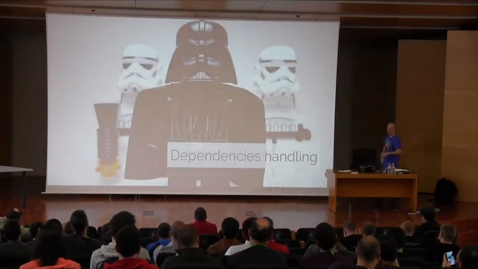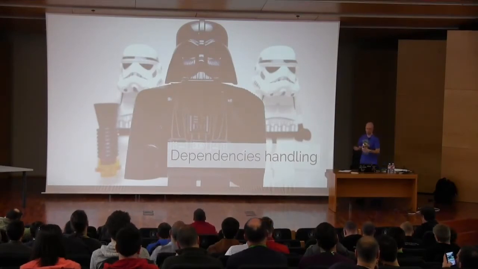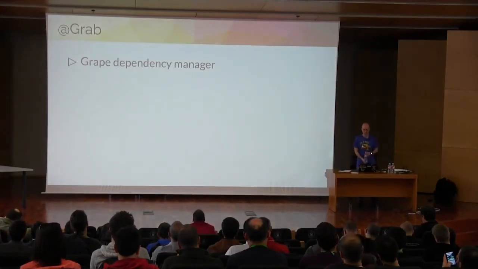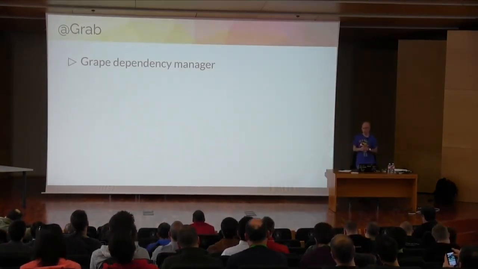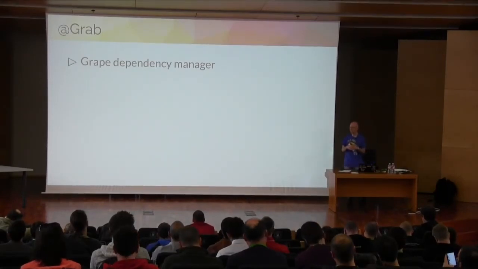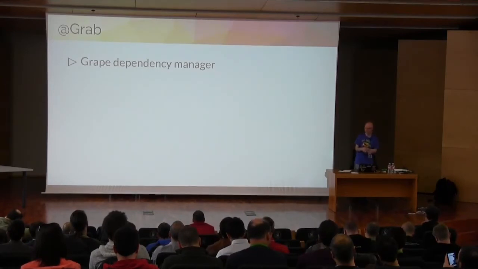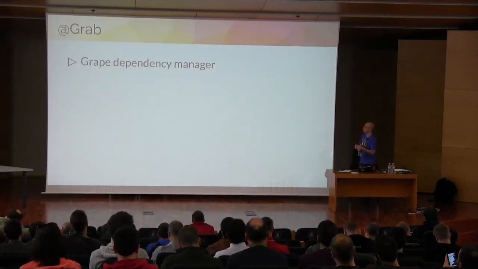In this category, you have annotations to manage dependencies using Grape. Grape is a dependency manager embedded into Groovy, and with Grape, you can quickly add some Maven dependencies into the classpath and just execute the code. For example, you can use this when you create a script.